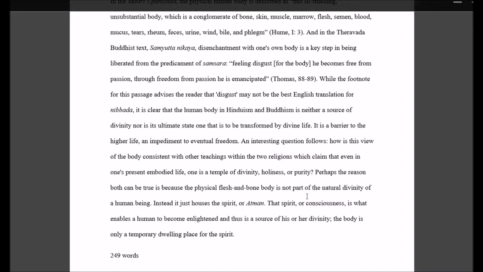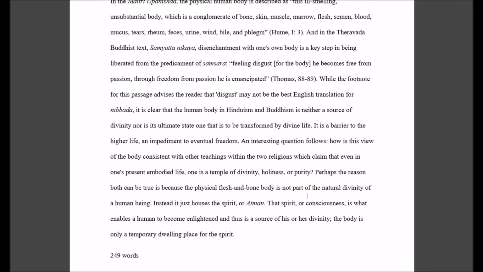What you need to do in these contributions is take a definitive stand in response to the prompt. So what she's doing here is not taking a definitive stand. She's giving a hypothesis, right? But it is to her own question. So I don't mind that at all. I think that's thoughtful. Perhaps the reason both can be true is because the physical flesh and bone body is not part of the natural divinity of a human being.